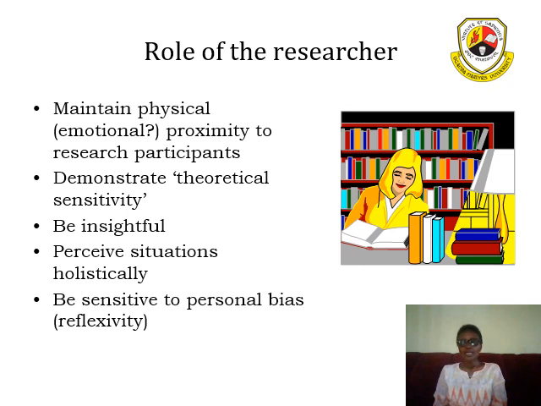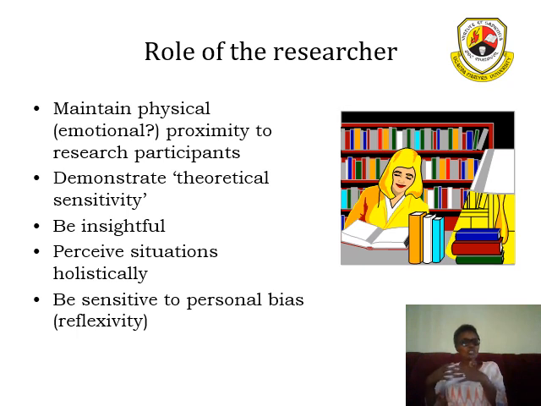Now, in qualitative research, we need to look at the role of the researcher, because the researcher is very much in contact with the research subject or research subject area. The researcher is normally heavily involved with the research participants. So what does this mean? It means an emotional attachment does develop. That is a key point to note.